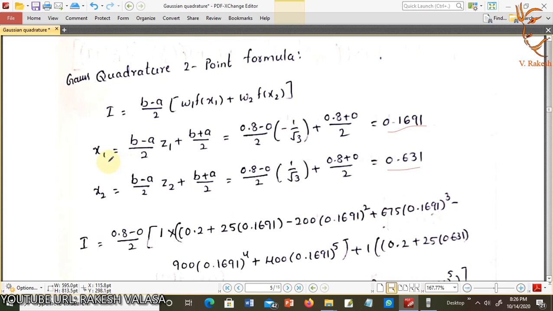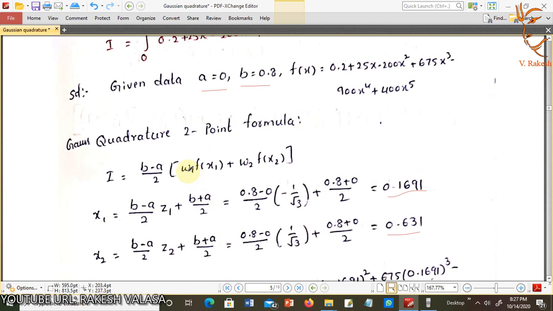Now you can substitute x1, x2 and w1, w2 in the Gauss quadrature two-point formula, that is I equals (0.8 minus 0) by 2 into w1 f of x1 plus w2 f of x2. Here w1 equals w2 equals 1.